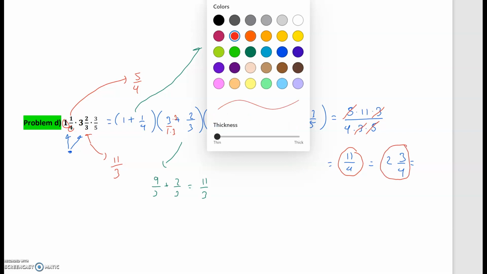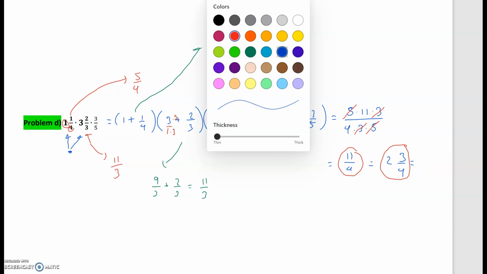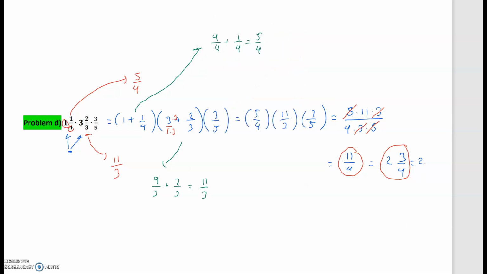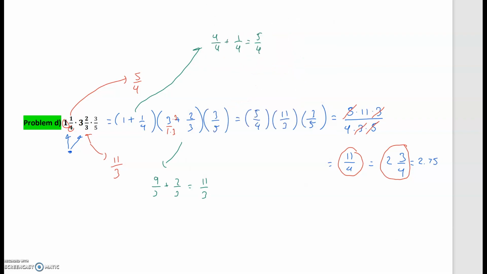Or in case they want it as a decimal, 3/4 is 0.75. So this is 2.75. That would be our final answer. Okay, that's actually it for these problems.